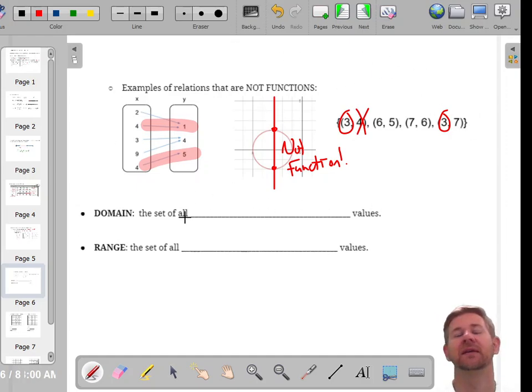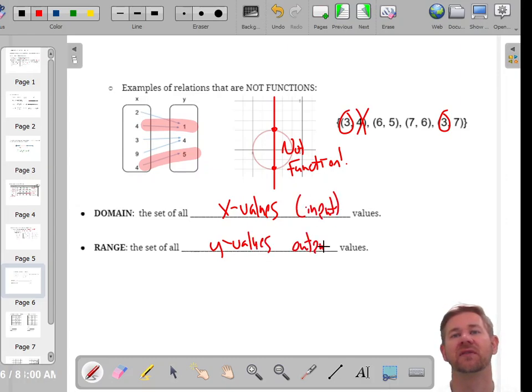So domain is the set of all x values. We're going to do some more function stuff here. And range is the set of all y values. You could also say these are the inputs and these are the outputs of the function. Okay? We're going to do domain and range now using interval notation.